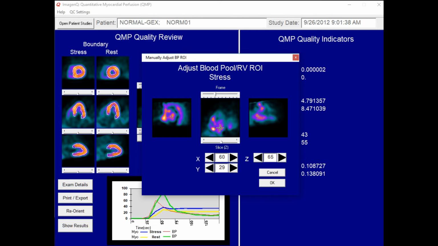And then we select the blood pool ROI that we want to use. Fine adjustments can be made using the incremental steps at the bottom. In the X direction, in the Y direction, and finally in the Z direction.